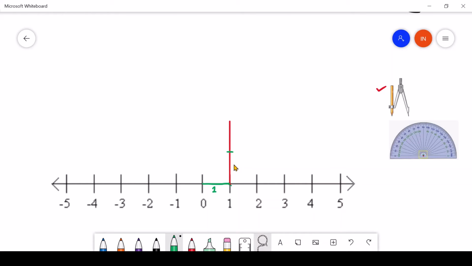Okay, so suppose this is my 1 unit. And now what you have to do? You have to join with 0 the arc that you got as 1 unit. Okay, I'm going to join it.